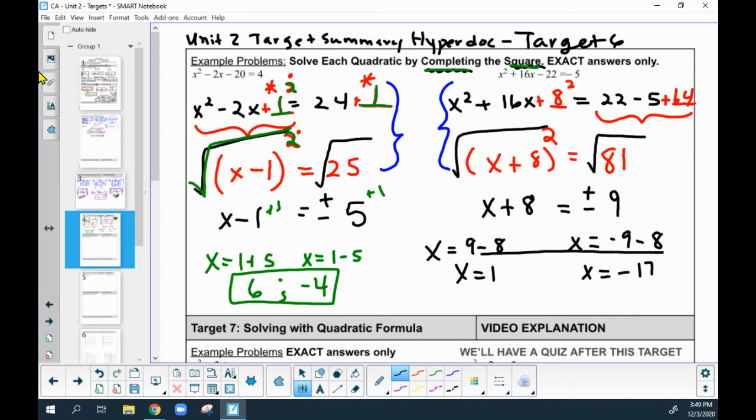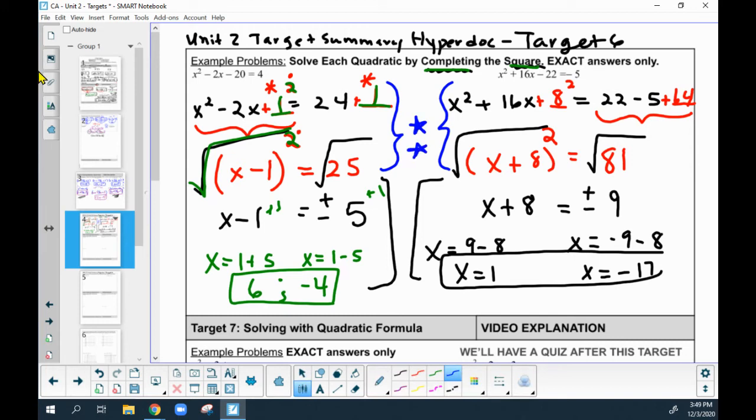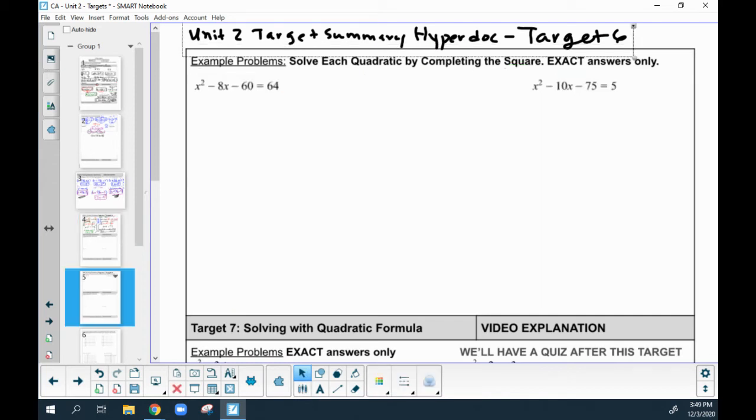So please understand that the steps below are just normal solving. But the steps above, where I have the blue brackets, that's the completing the square step. Let's try those other 2 on the next set. Okay, let's just go. Move your 60.